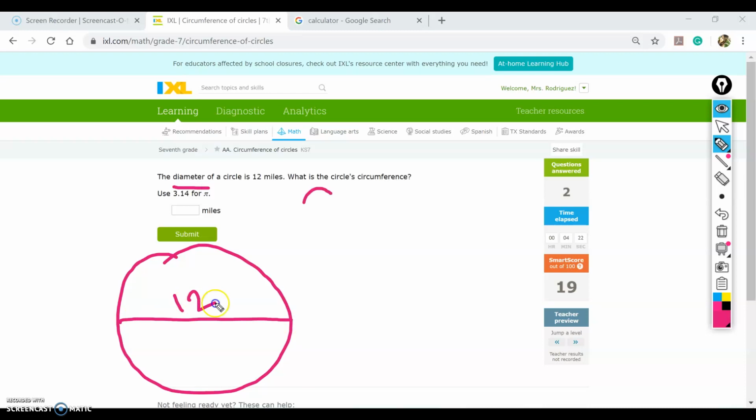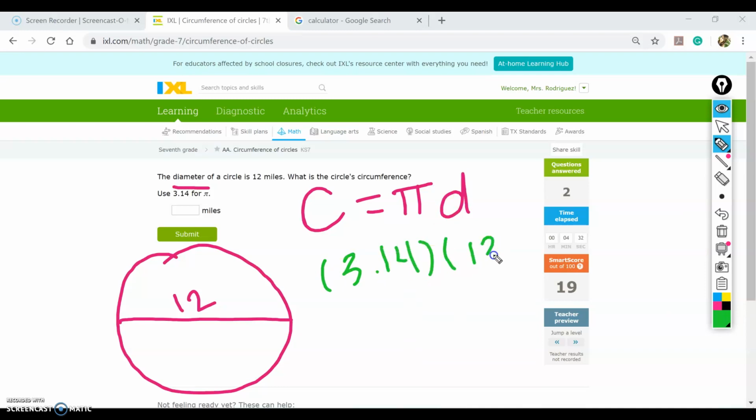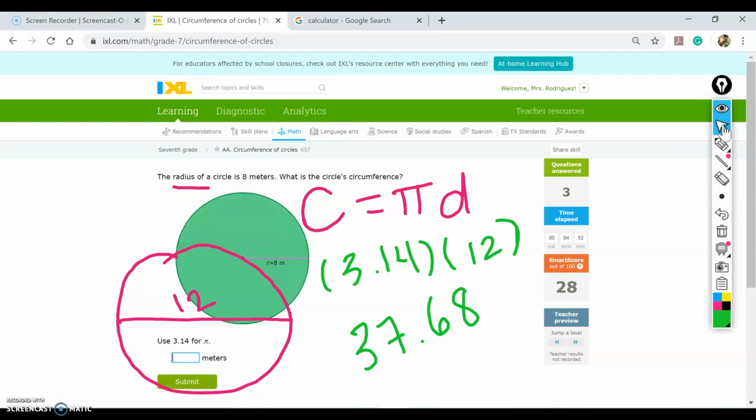So the formula is pi times diameter. But pi is equal to 3.14 and the diameter is 12. So I'm going to multiply 3.14 times 12. That's equal to 37.68. Now let's see if that is right. So 37.68. And we got it correct.